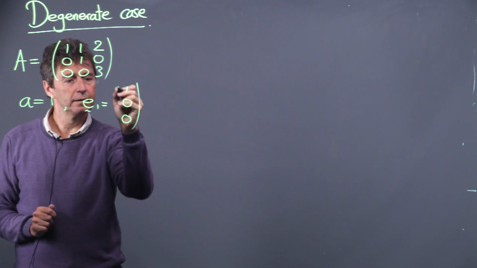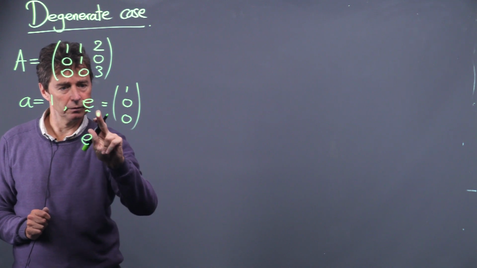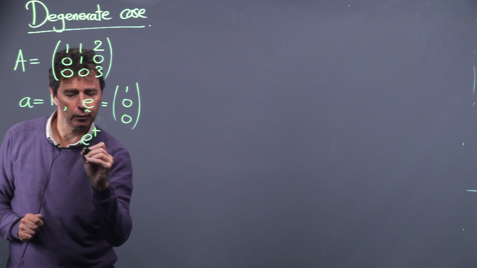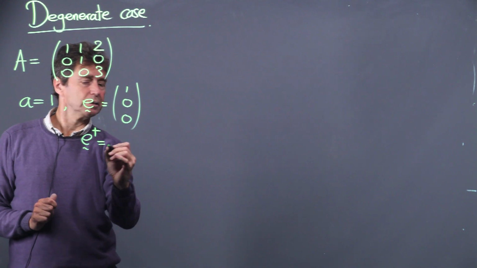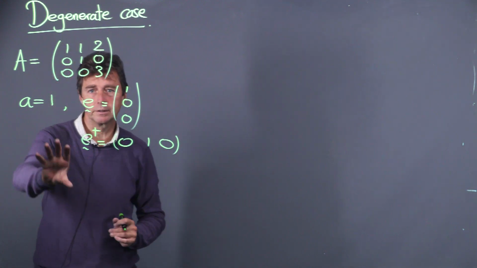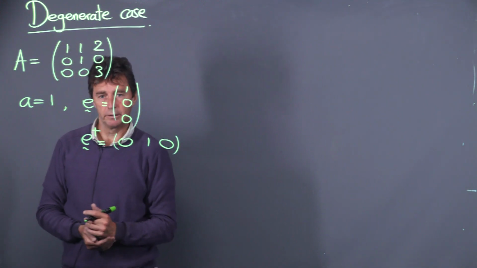0). There is a corresponding row eigenvector, which is (0, 1, 0). That's the only thing that works when you try and solve the problem. You can clearly see that, right?